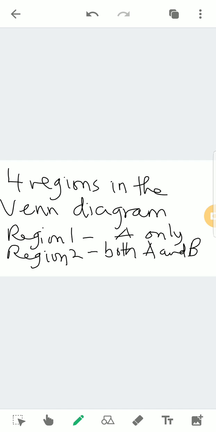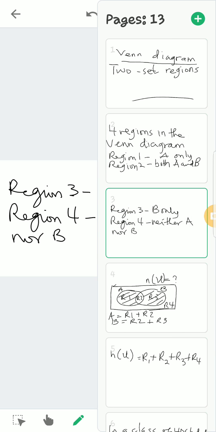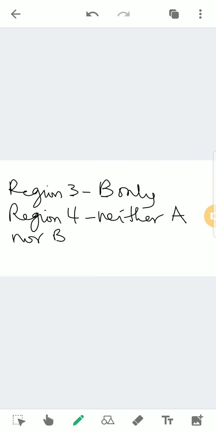There are four regions in the Venn diagram. Region 1 is A only, and region 2 is both A and B. Region 3 is B only, and region 4 is neither A nor B. We are going to illustrate and you will see all the regions. Okay.